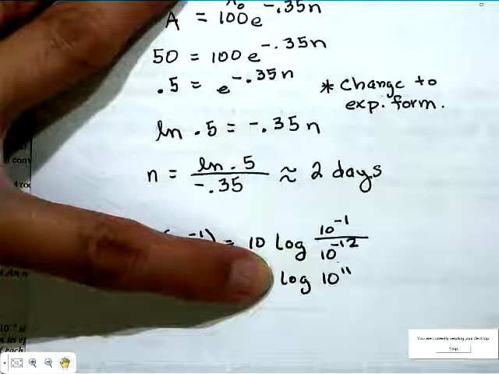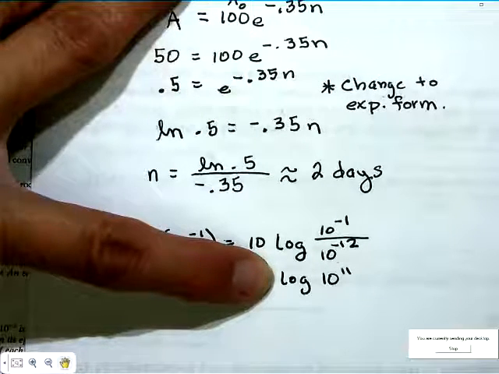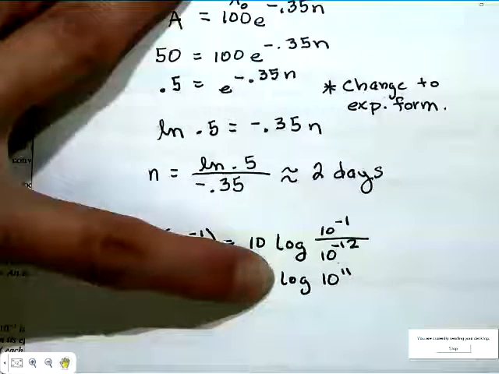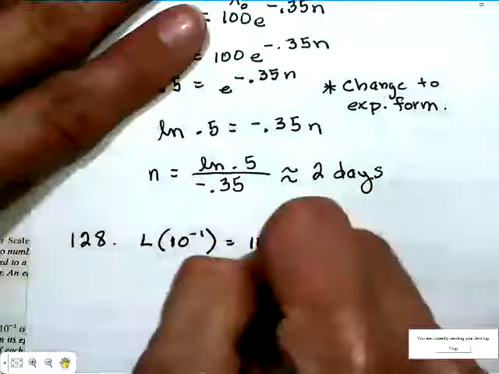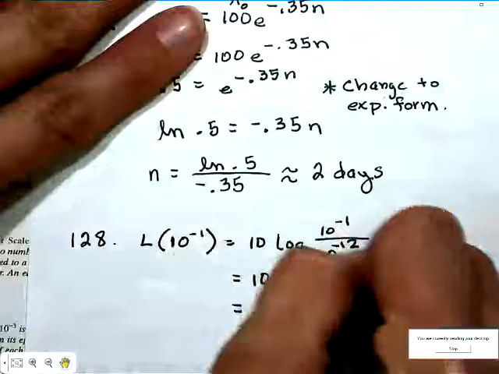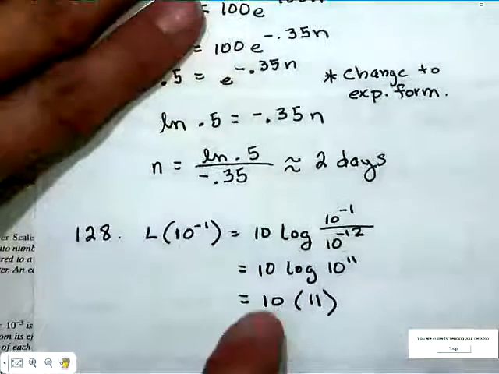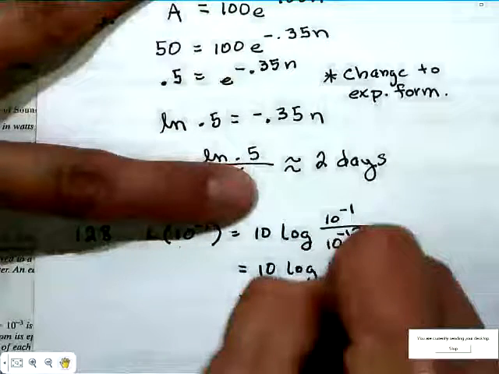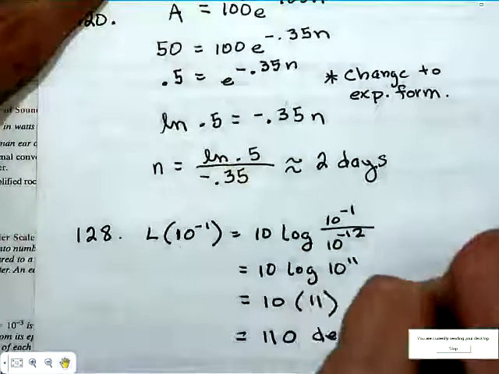Remember, log base 7 of 7 to the duck is just duck. Log base 7 of 7 to a power undo each other. So this log base 10 of 10 to the 11th, yes, you could punch it on the calculator, but you shouldn't have to. The calculator's just going to give you 11. And then the coefficient 10 multiplied by that 11 gives you 110 decibels would be the loudness of that music.